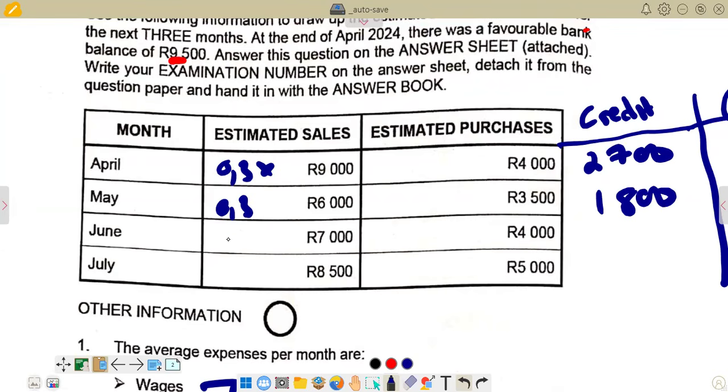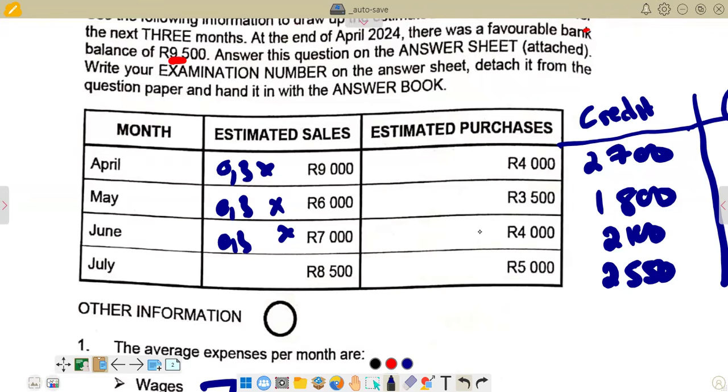Do the same for June, 0.3, and we multiply by 7,000. You get credit sales for June being 2,100. And then for July, again, 0.3, and then we multiply by 8,500. You're going to get 2,550. So this is what we have.